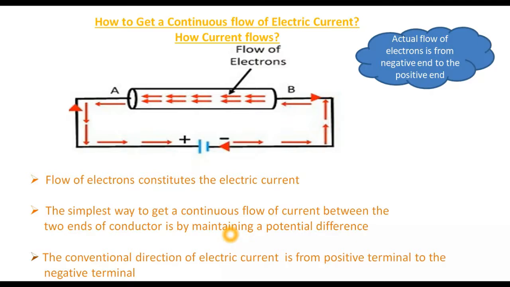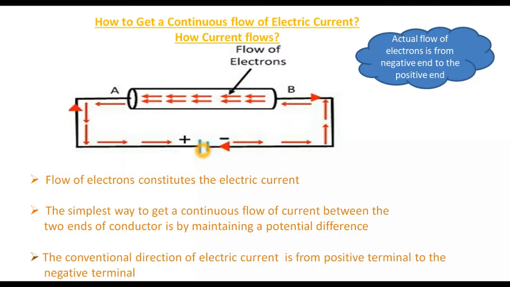And how does the battery maintain this potential difference? Because of the chemical reactions which are happening inside the cell or in the battery. Due to the chemical reactions, potential difference is maintained between the terminals. And because of that, the potential difference drives the current in a circuit in which this cell or battery is connected. And this is how we can get the continuous flow of electric current.